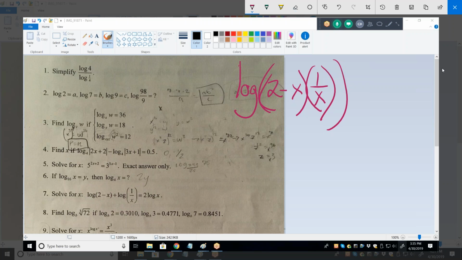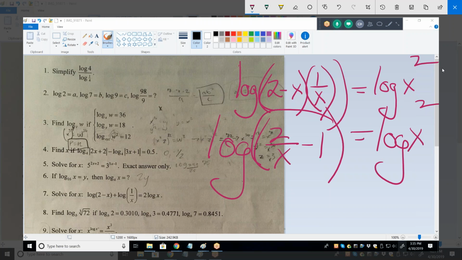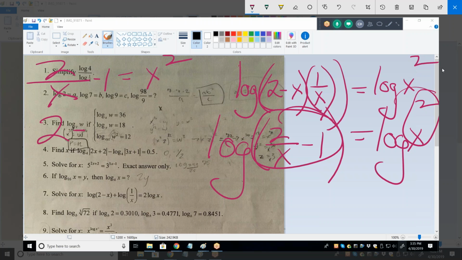Okay, so now we know that that is equal to the log of x squared. And now if the log of something is equal to the log of x squared, then that something has to equal x squared. So 2 over x minus 1 equals x squared. Going to multiply everything by x. I get 2 minus x equals x cubed. X cubed plus x minus 2 equals 0.